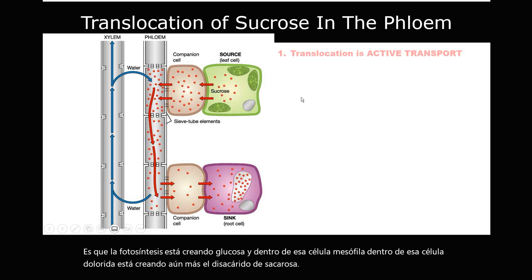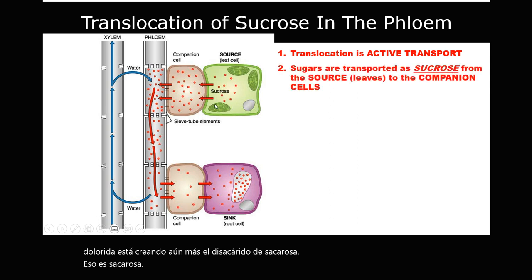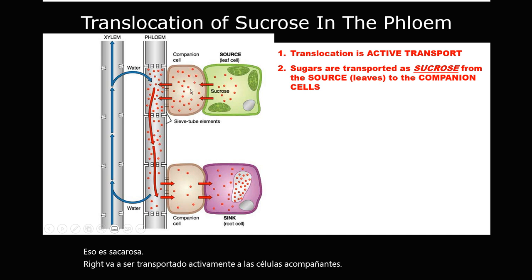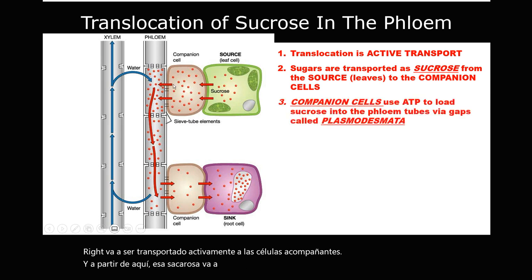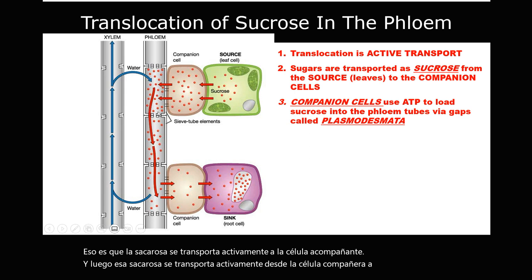That sucrose, right, is then going to be actively transported into the companion cells. And from here, that sucrose is then going to be actively transported through the plasmodesmata into the phloem itself. So step one, I make sucrose in my source cell. That sucrose is actively transported to the companion cell, and then that sucrose is further actively transported from the companion cell across the plasmodesmata to get into the phloem.